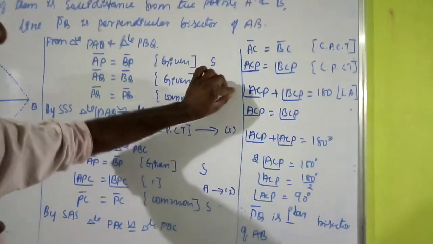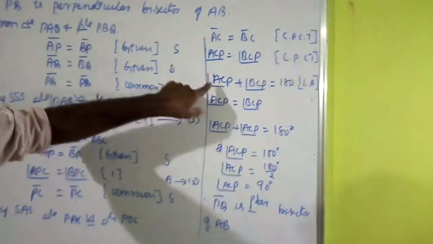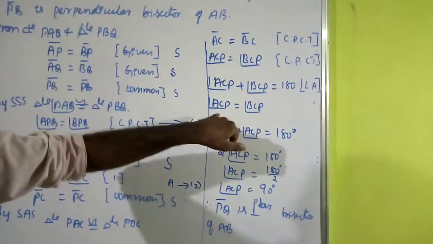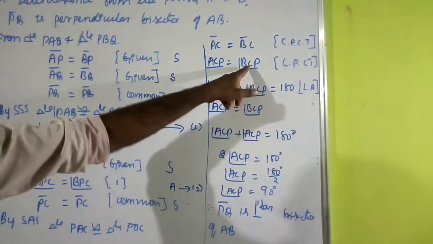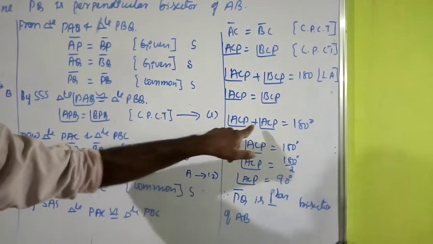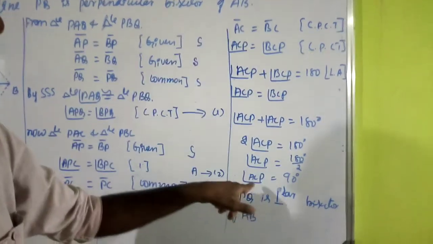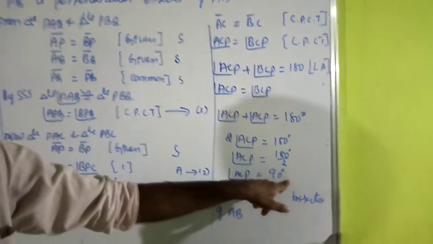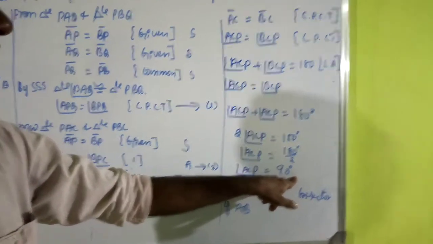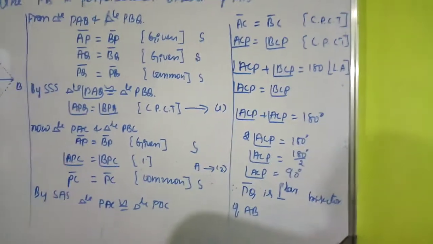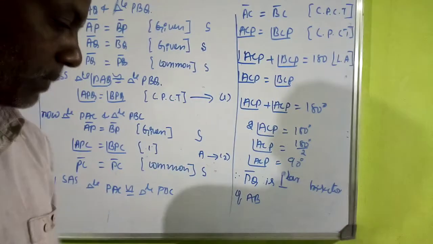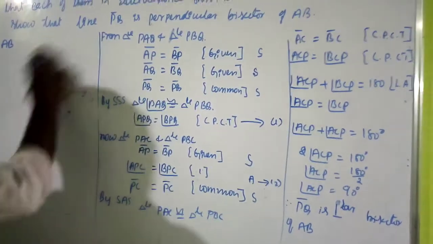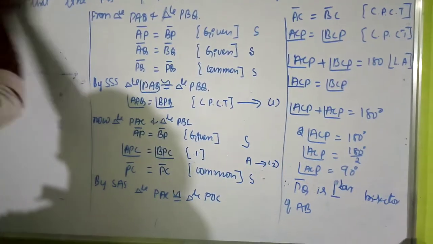Taking this line common, ACP plus BCP is equal to 180 degrees. It is a linear pair of angles. Then ACP is equal to BCP, so ACP plus ACP, twice ACP, should become 180, so each is 90 degrees. A line making 90 degrees is called a perpendicular line, and that line passes through AB. So we conclude PQ is the perpendicular bisector of side AB. Okay, friends, next one more problem, please.